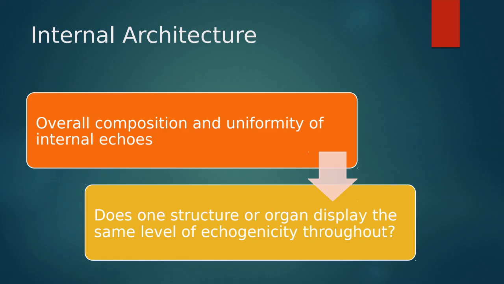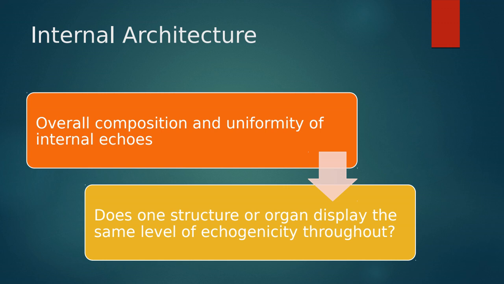So next we're going to move into how we look at the internal composition of a structure or of an organ. We kind of touched upon it a little bit when we learned about isoechoic a few slides ago, when we talked about the texture of a structure and how it's not the same as echogenicity. So we're going to delve into that a little bit more. We're talking about the overall composition and the uniformity of internal echoes in a structure that produces them.